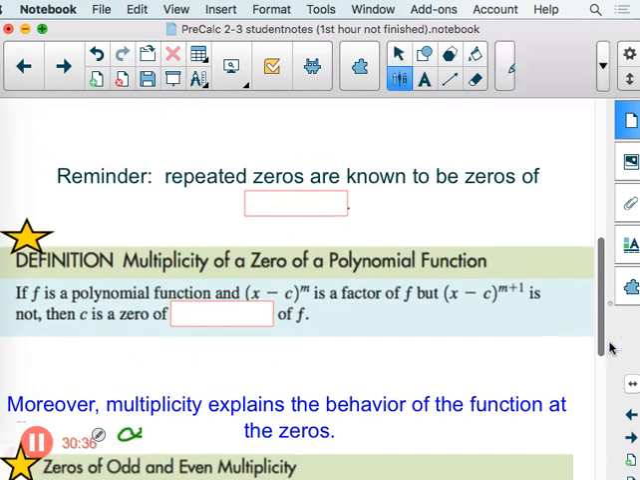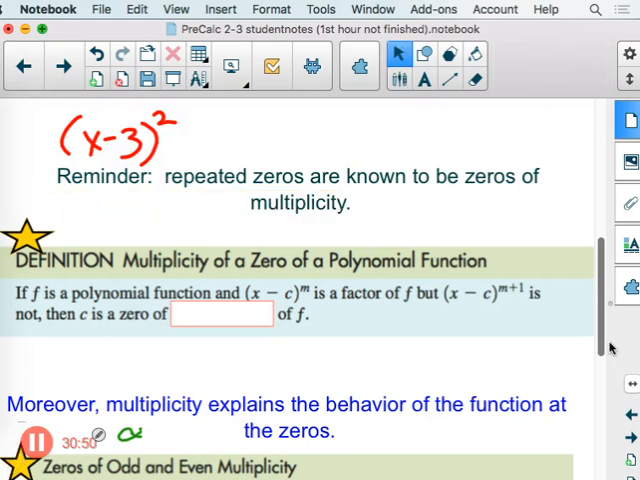So now, reminder, we do get repeat zeros. Sometimes we factor and we do get a perfect square trinomial, and that means we'll get x minus 3 squared. Those are said to have multiplicity. Root word of multiplicity, multiple. That's why if it just shows up as a first power, we don't say it has multiplicity. It has to be there at least twice, 3 times, etc. So if f is a polynomial function and x minus c to the m is a factor of f, but x minus c to the m plus 1 is not, then c is a 0 of multiplicity m.